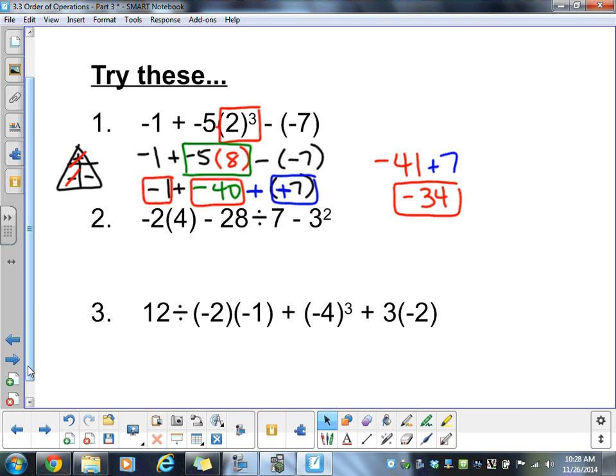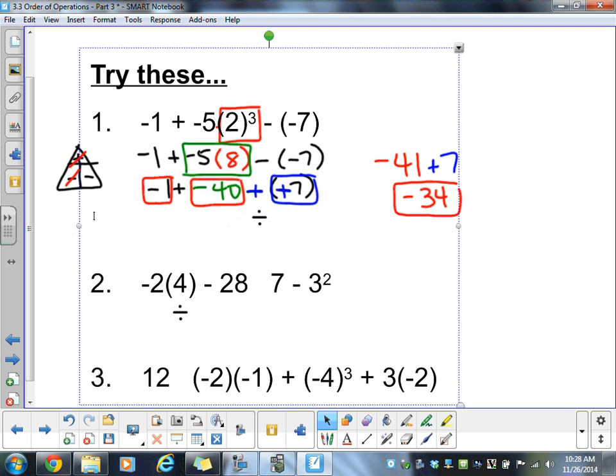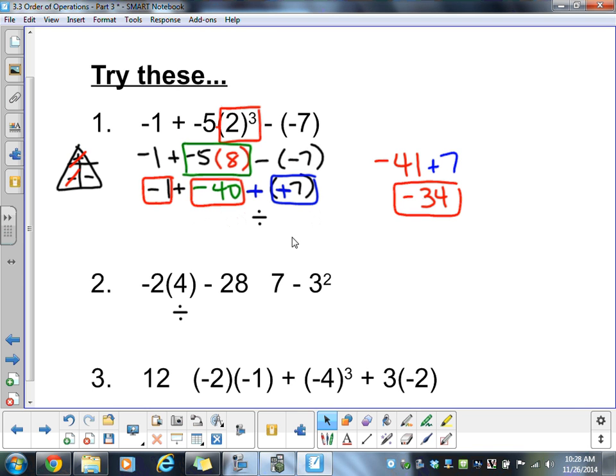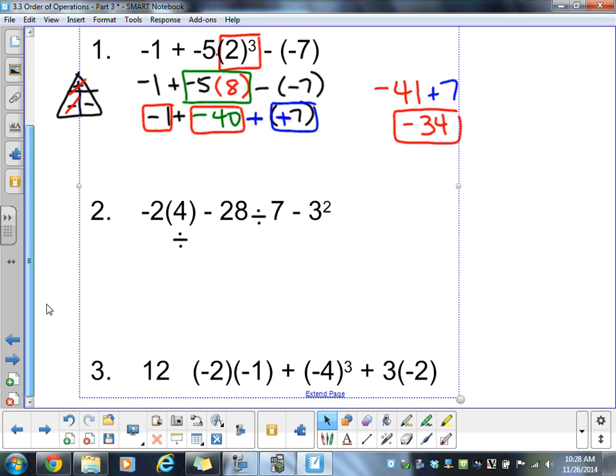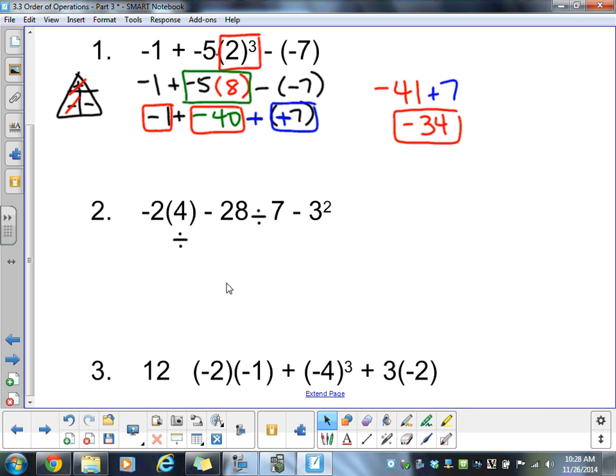Okay. I'm going to scroll this down a little bit here just to give us some room to work again. I'll bring my division sign with me here. Okay. And we'll look at example 2. All right, so here we go.